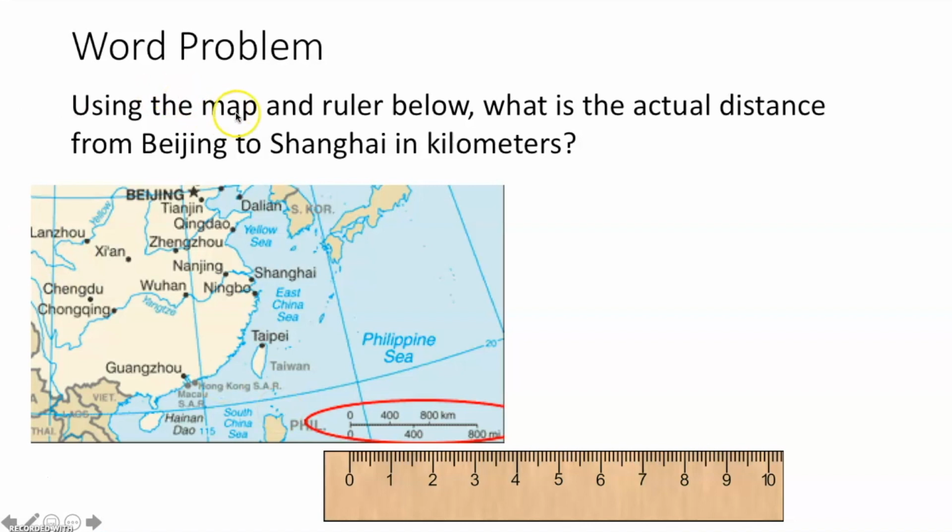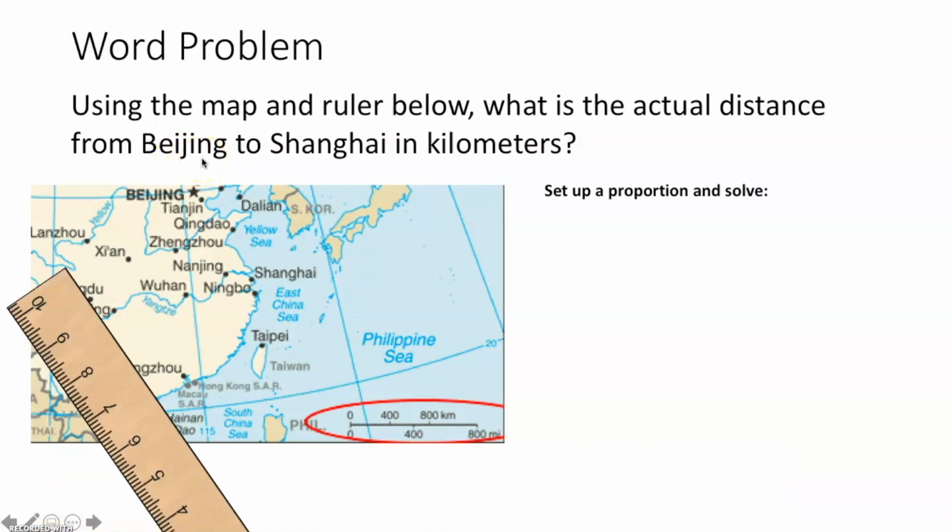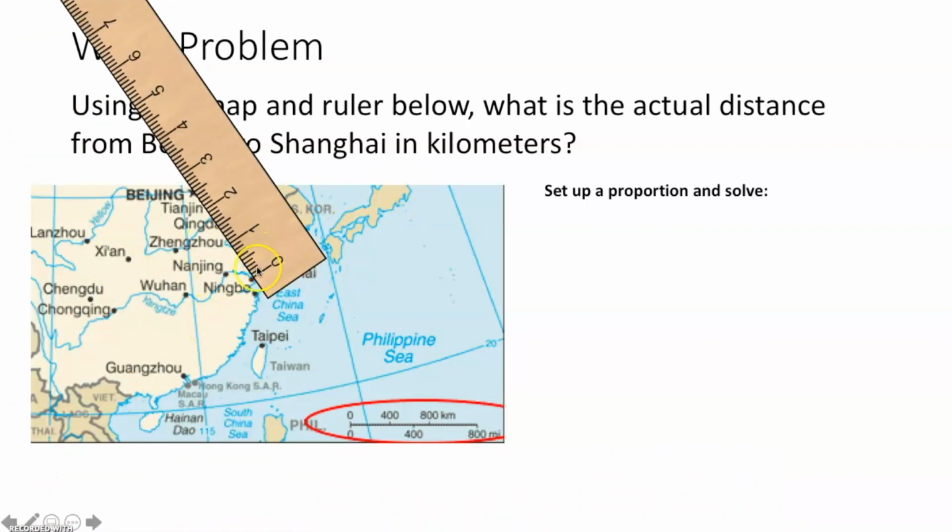Word problem. This says, using the map and the ruler below, what is the actual distance from Beijing to Shanghai in kilometers? So down here, we know 1 inch is the same as 400 kilometers. So now what we need to do is take this ruler and measure the distance from Beijing to Shanghai. So let's go ahead and do that. What's the distance from Beijing to Shanghai? Well, it looks like it is 2.5 inches. So we know it's 2.5 inches from Beijing to Shanghai.